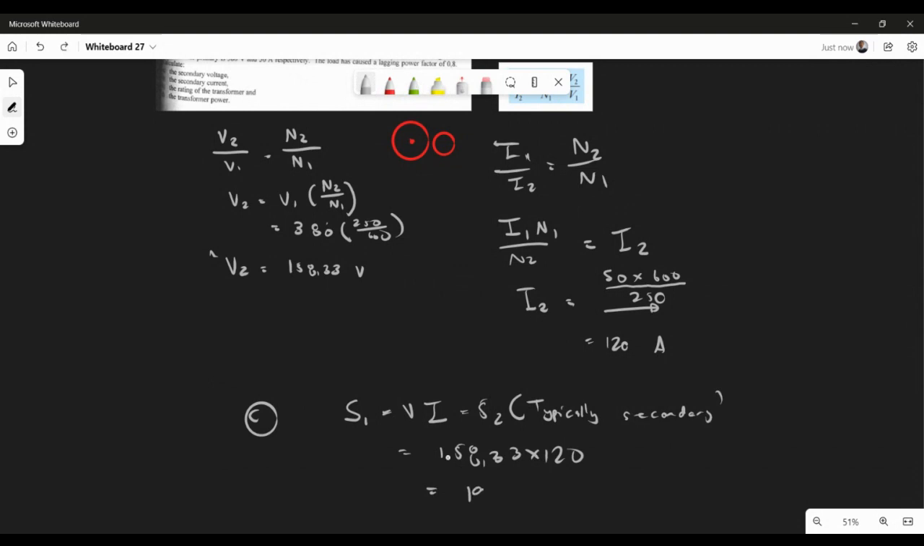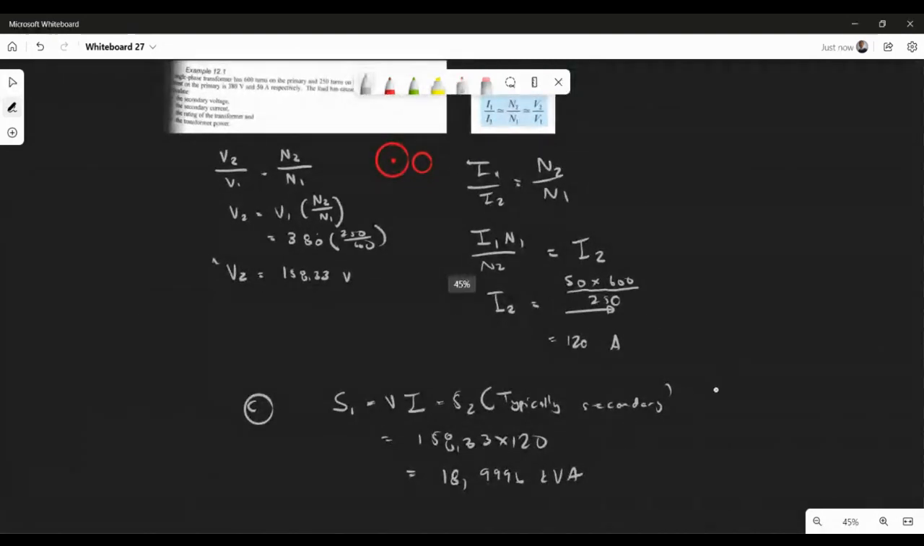So 18.99 kVA. That's the rating. And if I use S1, it's going to be the values given there, right? But like they said, the rating is always on the secondary side. That's what we're actually getting. So if we do 380 times 50, you should get what? Yeah, if we say 380 times 50, you'll get 19 kVA. Can you just confirm that? So you can see it's a small loss, essentially.